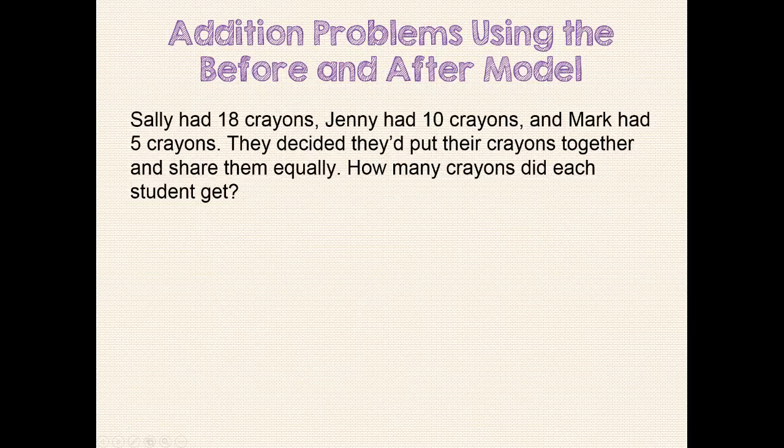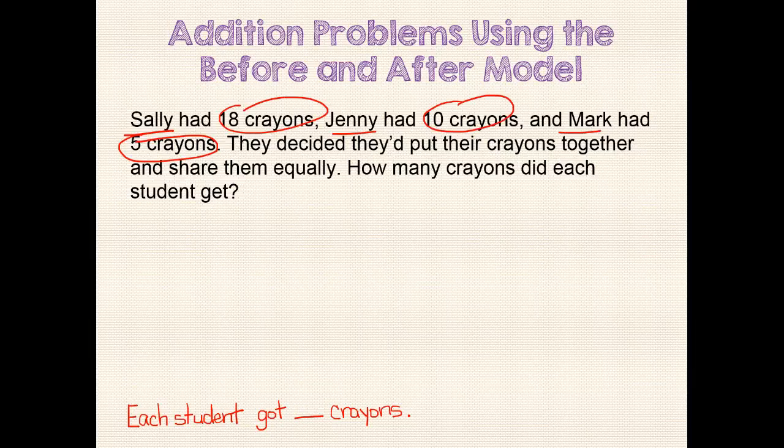Now let's look at an addition problem using a before and after model. It reads, Sally had 18 crayons, Jenny had 10 crayons, and Mark had 5 crayons. They decided they'd put their crayons together and share them equally. How many crayons did each student get? Since we need to find out how many crayons each student will get, our sentence statement can be, each student got blank crayons. When rereading the problem, we identify the important information we need to solve the problem.